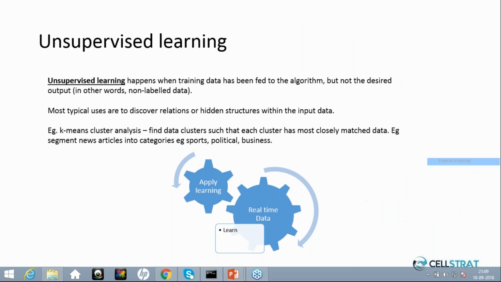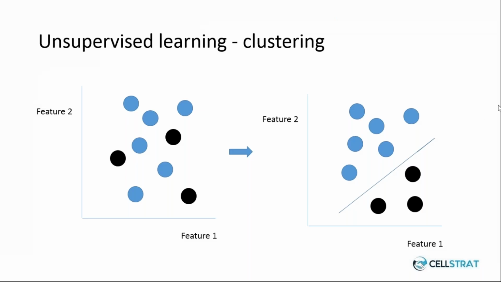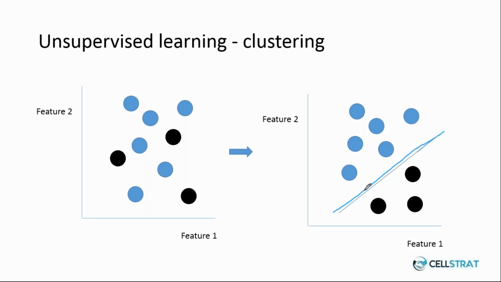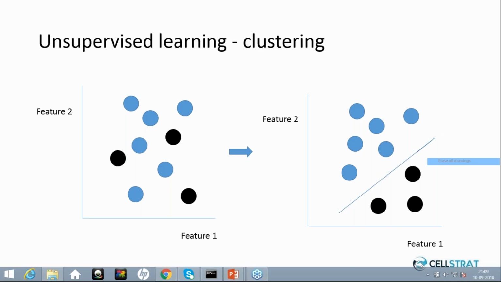Let me continue here. I think we just saw clustering just now. So I'm given a set of data samples and I'm trying to classify black dots from blue dots, right? This is the boundary line which is able to distinguish blue dots from black dots. So this was clustering, which we already discussed. I'll keep moving here.